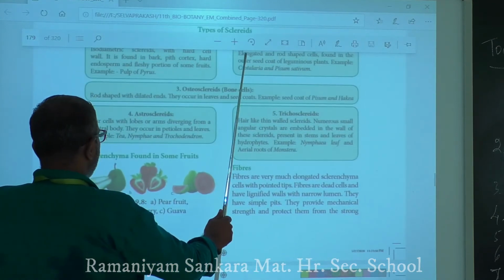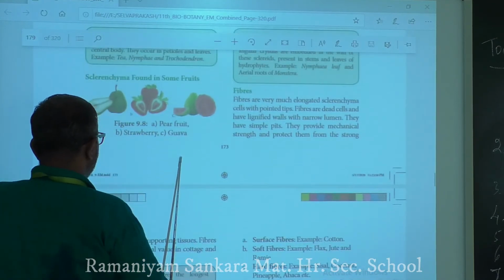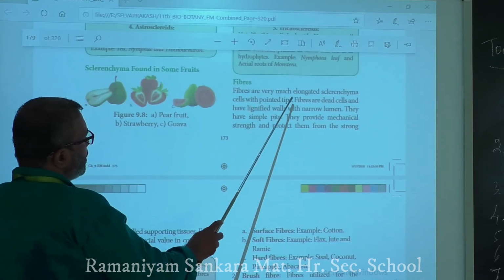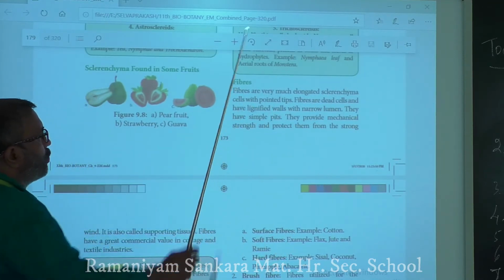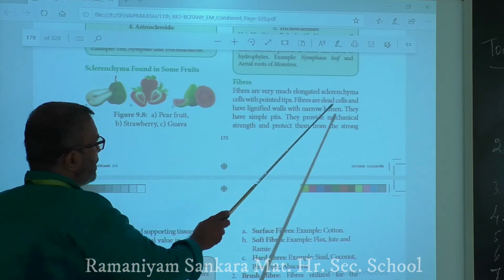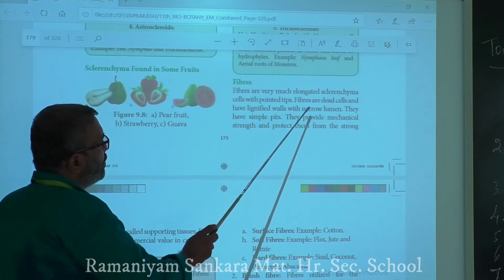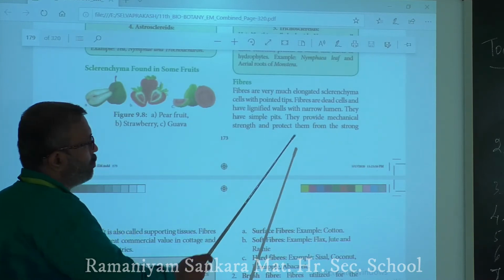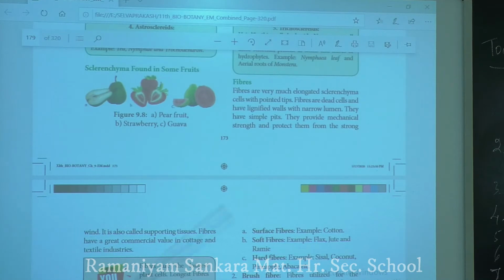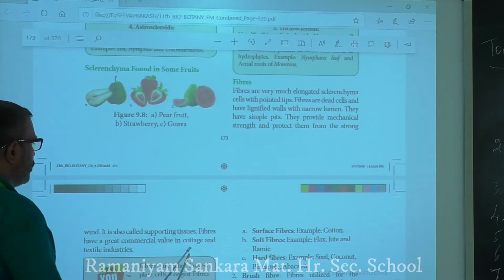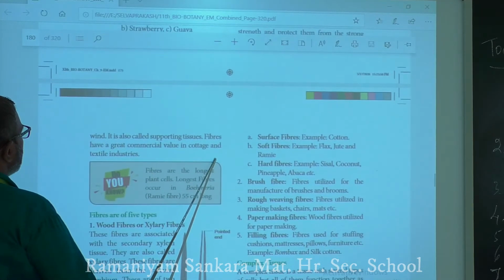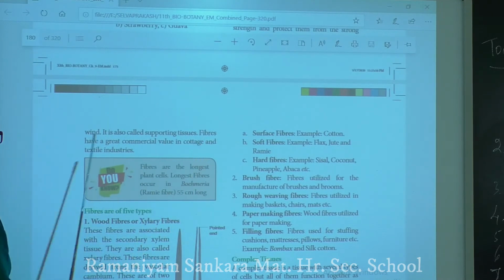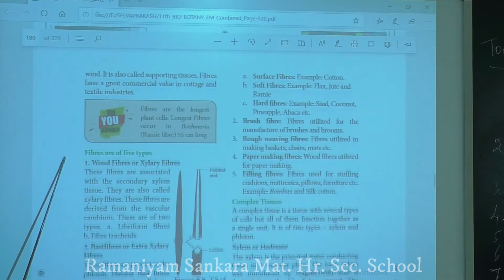Next one is fibers, after scleroids. Fibers are very much elongated sclerenchyma cells with pointed tips. Fibers are dead cells and have lignified walls with narrow lumens. They have simple pits. They provide mechanical strength and protect the plant from strong winds. That is why they are called supporting tissues. Fibers have great commercial value in the cottage and textile industries.